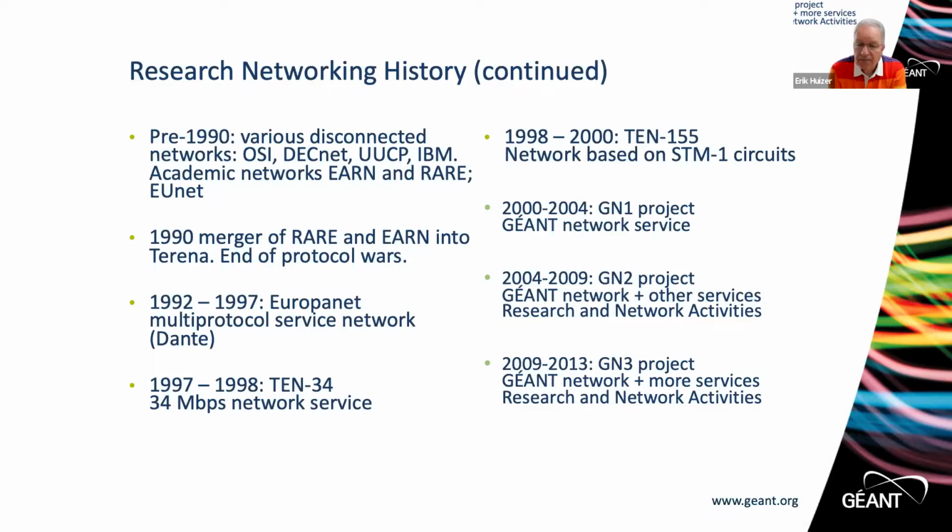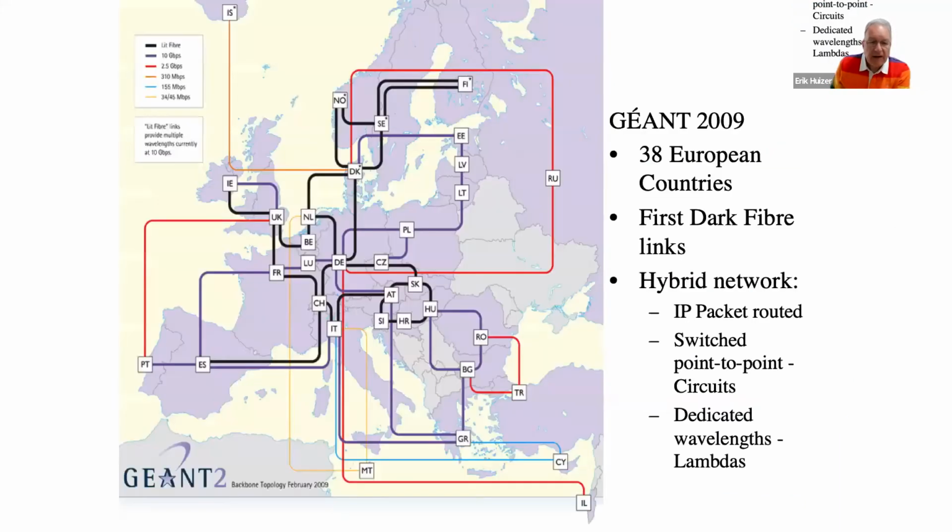In 2000, the European Commission commissioned the GN1 project, for a GN network service. Again, GN at that time stood for Gigabit European Academic Network. This was followed up by a GN2 project, which expanded the network even further, increased speeds, but started to add all kinds of services aimed at research and education on top of that. And in 2009, the third instantiation was there. And by that time, we had built a network.